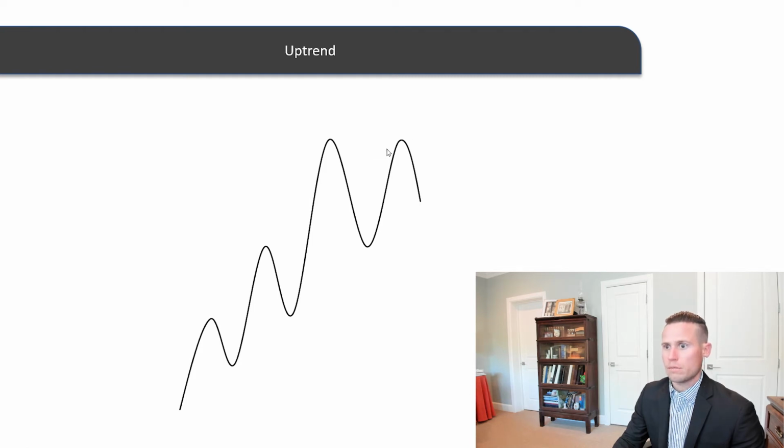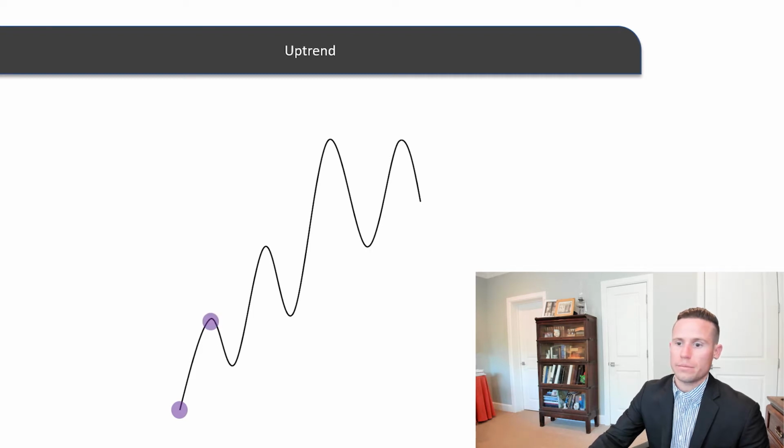So right here, that's the very beginning of basing at the very least, or a reversal, because price could not break the most current swing high. It could not make a higher high. Now let's look at what that looks like on a downtrend.